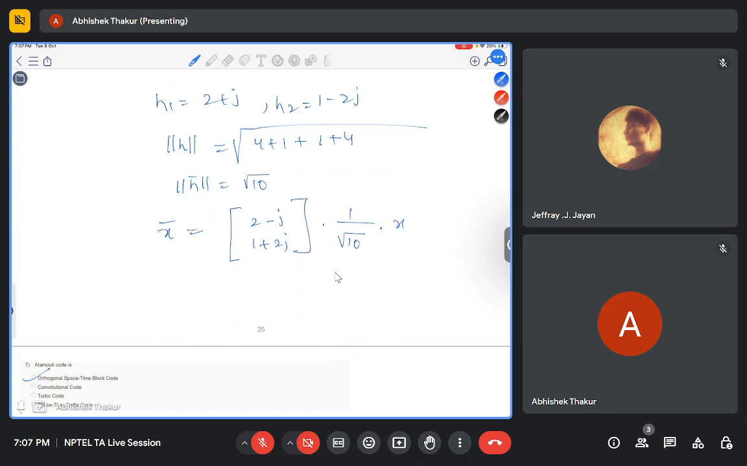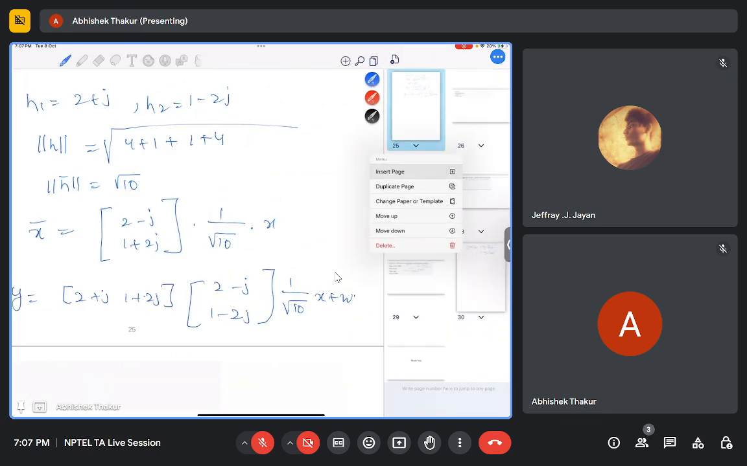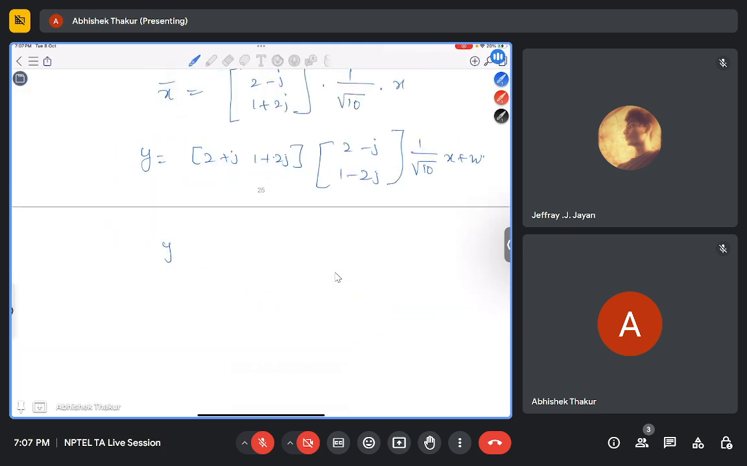So now y is equal to 2 plus j, 1 plus 2j into 2 minus j, 1 minus 2j, 1 by root 10 x plus w. So our y is equal to root 10 x plus w, and SNR will be 10 P by sigma square, because that is equal to norm of h square into P by sigma square.